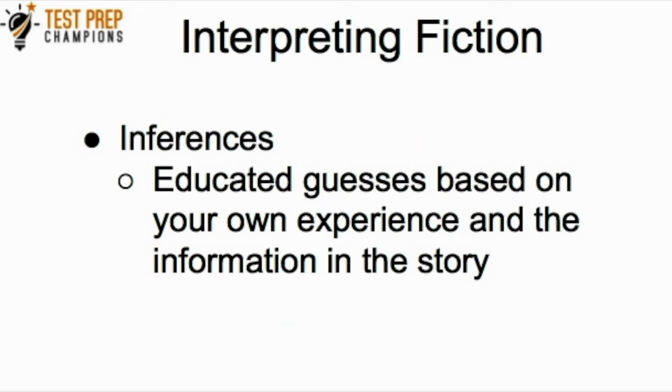All right? So when it comes to interpreting fiction, one important skill is making inferences. And you're definitely going to get questions where things aren't told to you straight up and directly. You're going to have to read between the lines. And to make an inference, what you're doing is you're just using common sense and thinking logically, and you're going to make your best guess and you're going to move on. So inferences are educated guesses that you're going to make based off of your own experience and the information in the story. So as a basic skill for the reading comprehension section, you definitely need to be able to make inferences.